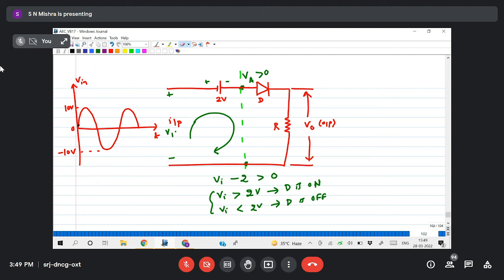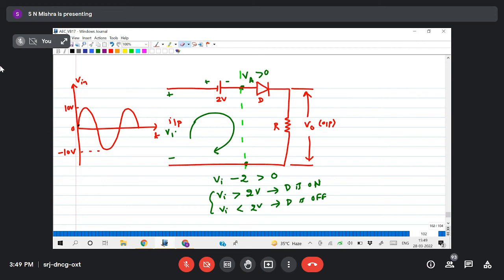Why I'm saying this: in place of a sine wave you can take a triangular wave, you can take a square wave, you can take a non-uniform wave, like here I have taken 0 to 10, -10. You can also take upper 15 volt, lower 5 volt, or even upper side 5 volt, downside -15 volt. So any type of thing is possible.